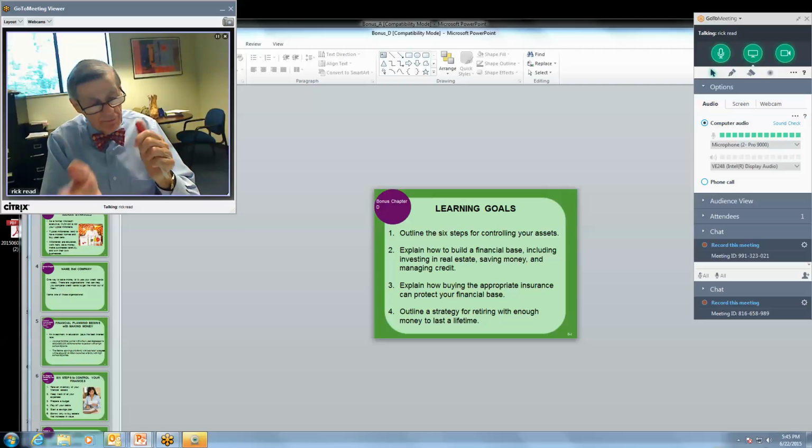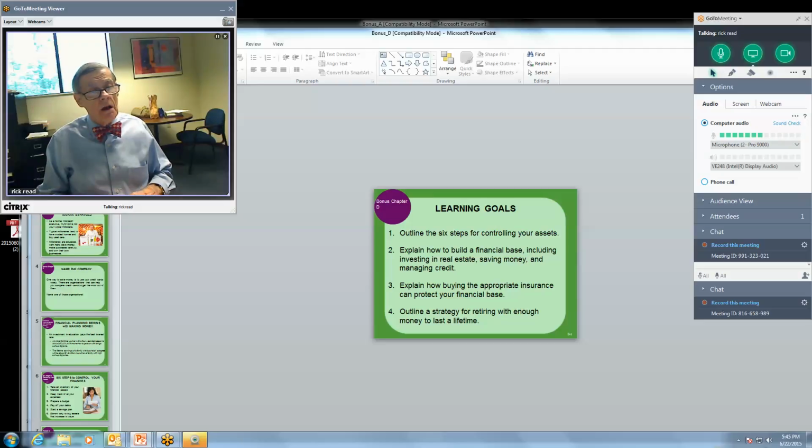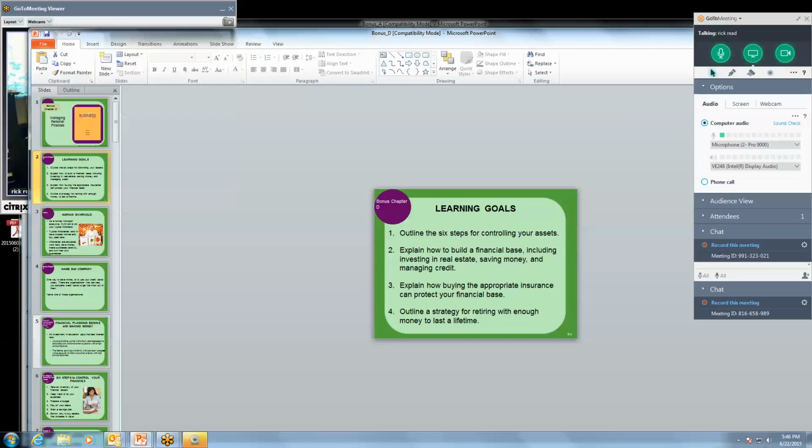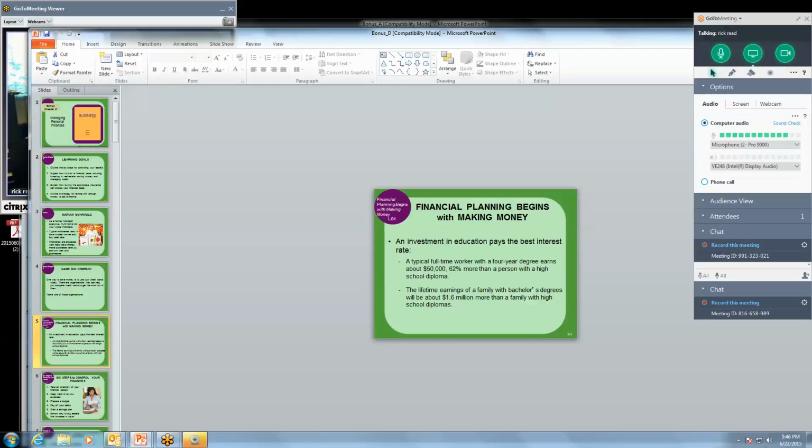And then finally, outline a strategy for retiring with enough money to last a lifetime. That's kind of difficult because we don't know how long the lifetime is going to last. And I'll give you an idea about that.